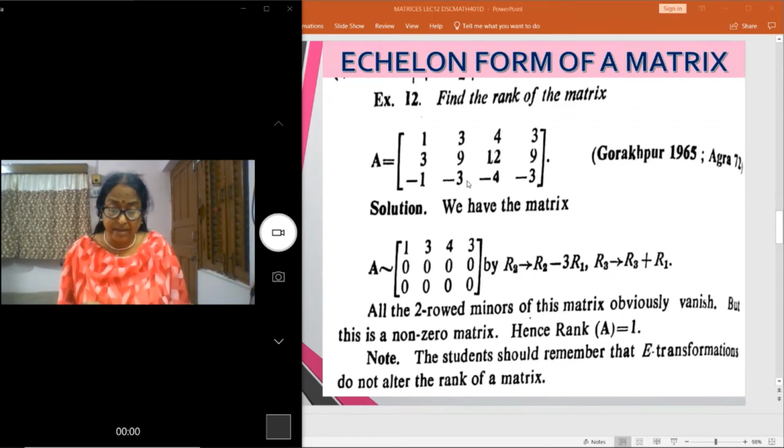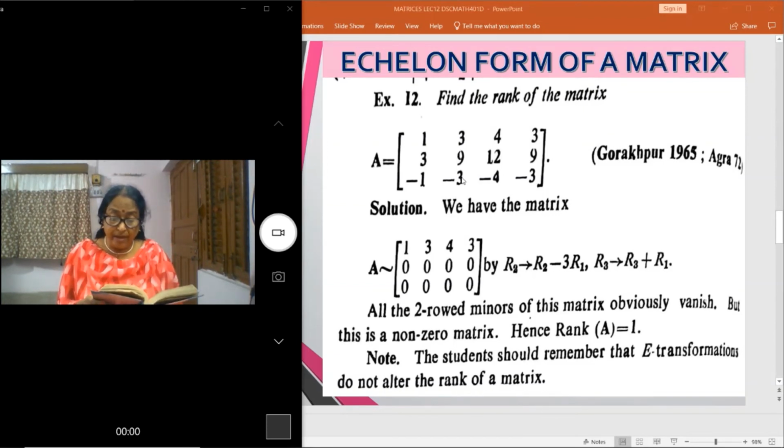So see this, we can see that after giving the transformation, the value of A becomes this. And this is now not a matrix of rank 3 cross 3, not even 2 cross 2. It is only a matrix of rank 1. So the rank of this matrix is 1.